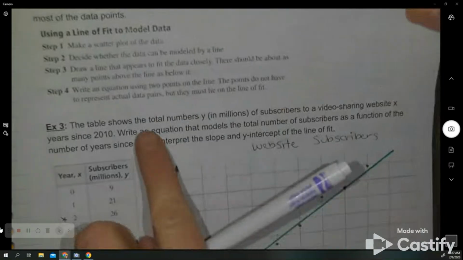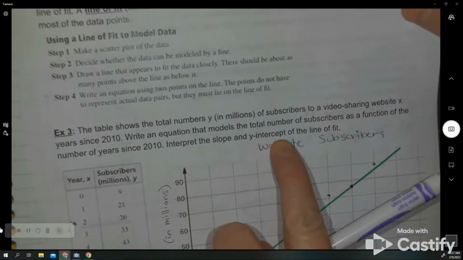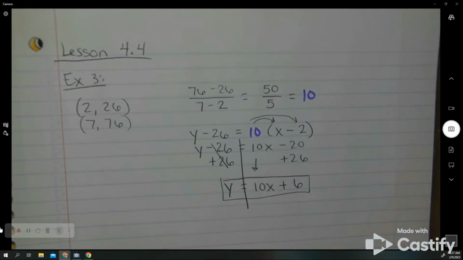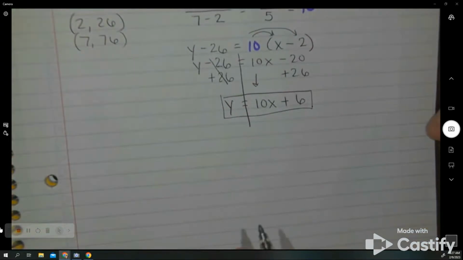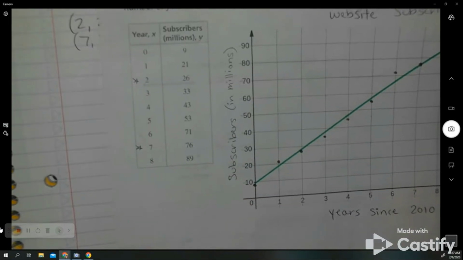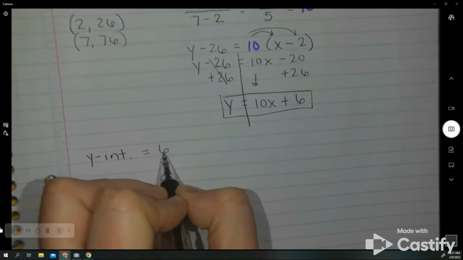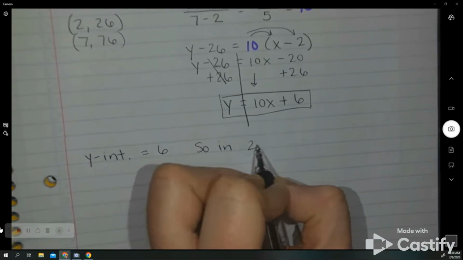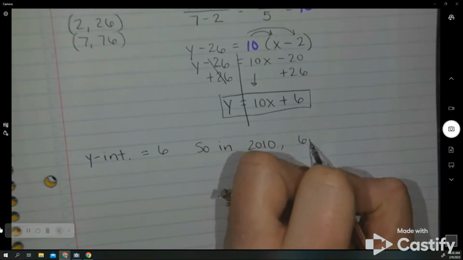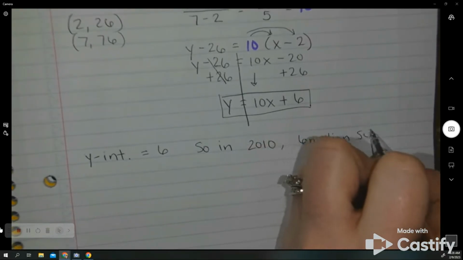And then it says, so we wrote our equation that models our number of subscribers. Now we have to interpret the slope and the y-intercept of the line of fit. So if we're looking at this, the y-intercept is 6. For this question right here, what it means is that in 2010, there were 6 million subscribers. So our y-intercept equals 6. So in 2010, because that was the 0 year, 6 million subscribers.